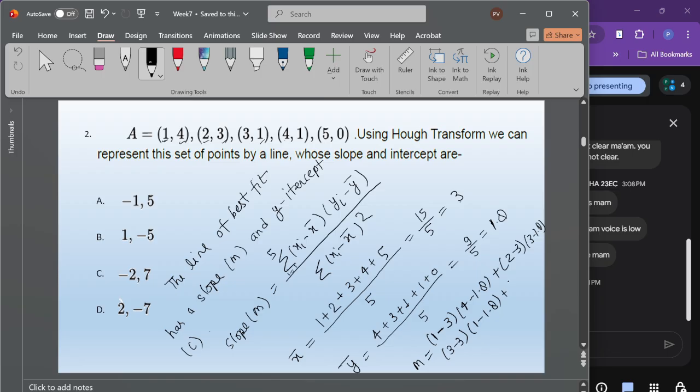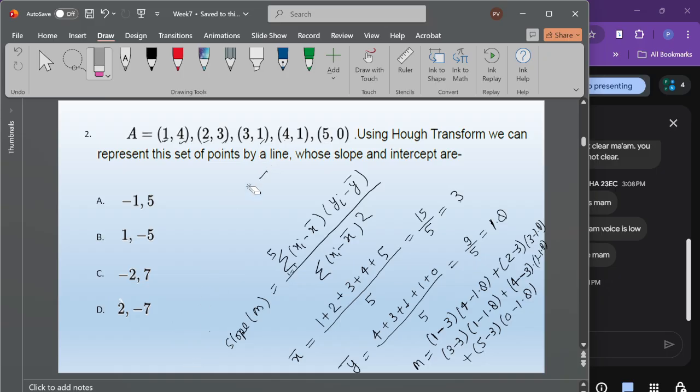Now similarly for the next, so 4 minus 3 into 1 minus 1.8. Now for the next one, 5 minus 3 and 0 minus 1.8. Okay, so I'm just removing it from here, so that we can calculate these values.